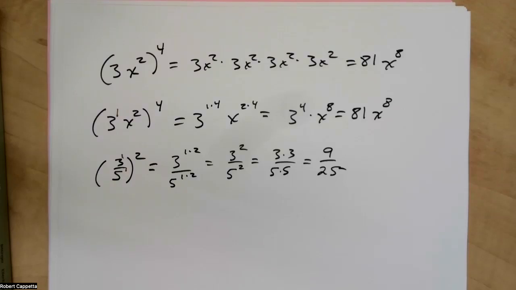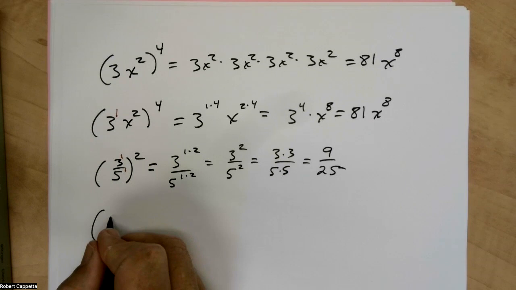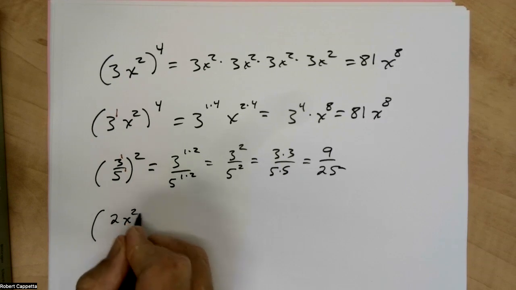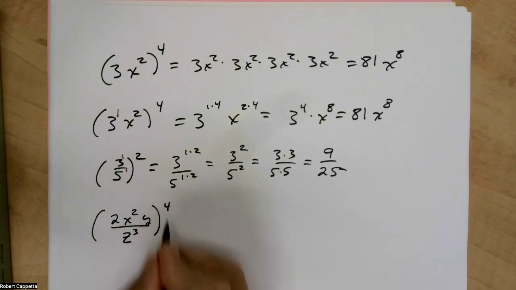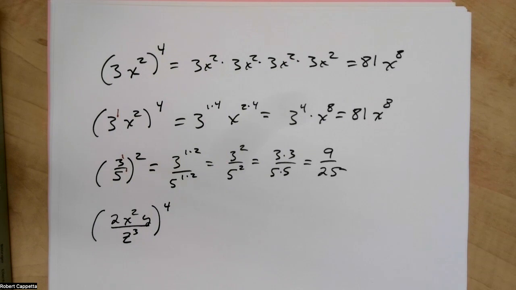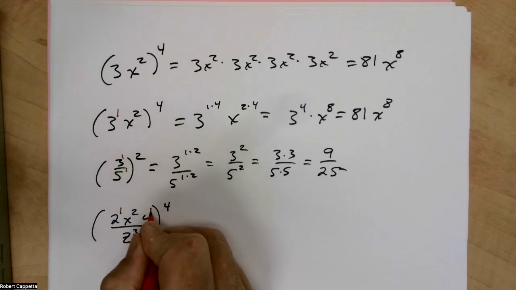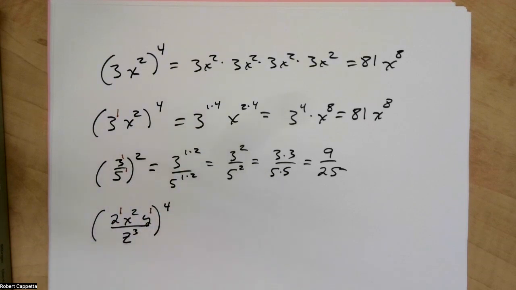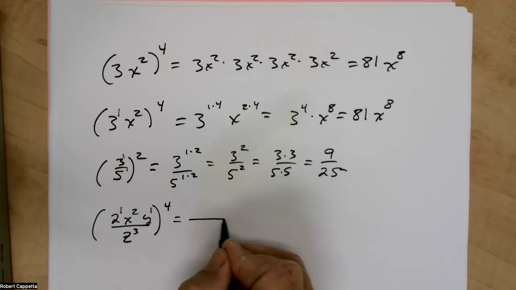Does it get more interesting? Sure. What if I have something like this? 2x squared y over z cubed, all raised to the 4th power. So how do we handle something like this? I believe in giving the exponents of 1. 2 has an exponent of 1, y has an exponent of 1, the others have exponents. When you raise a power to a power, you multiply the exponents, as we saw above.